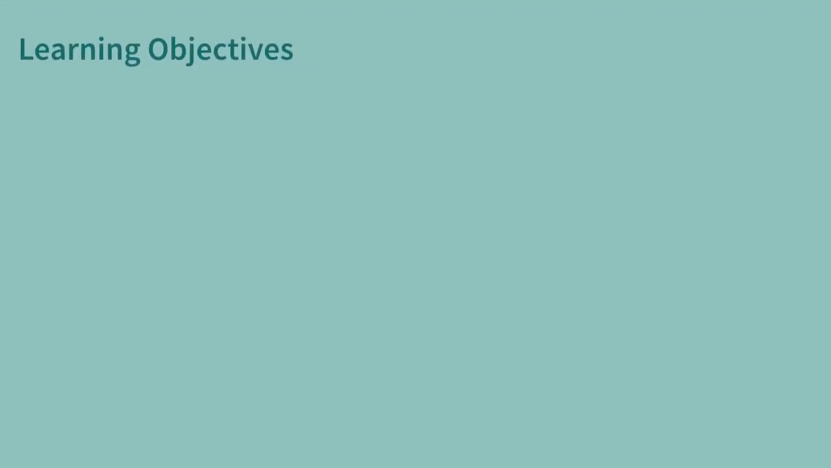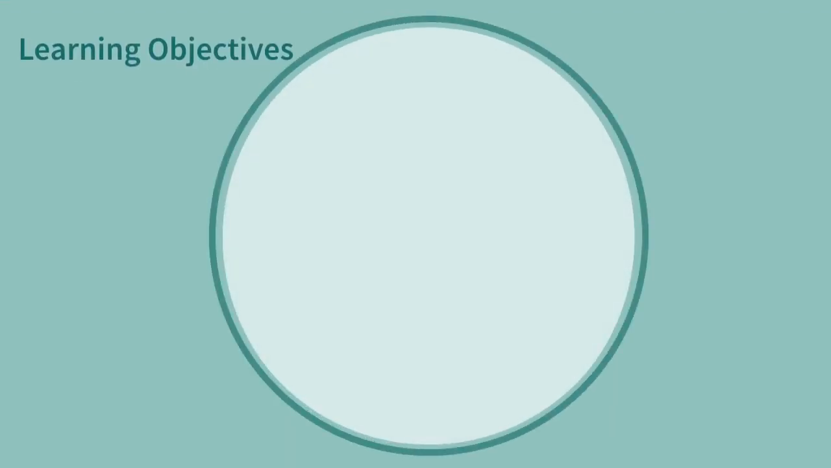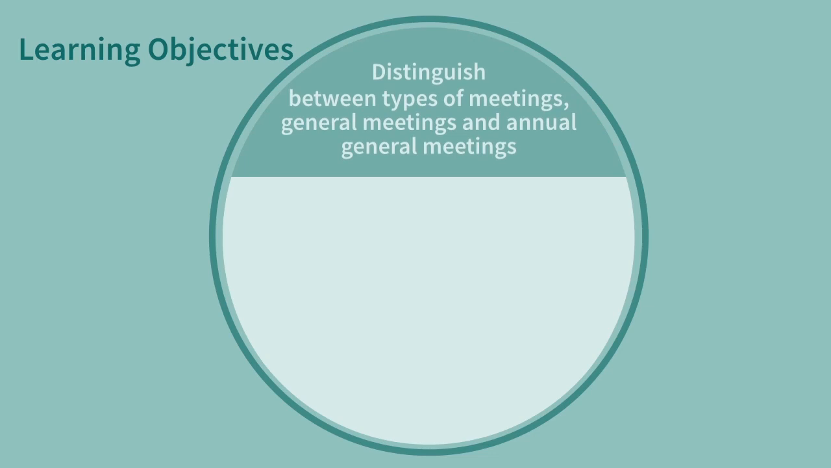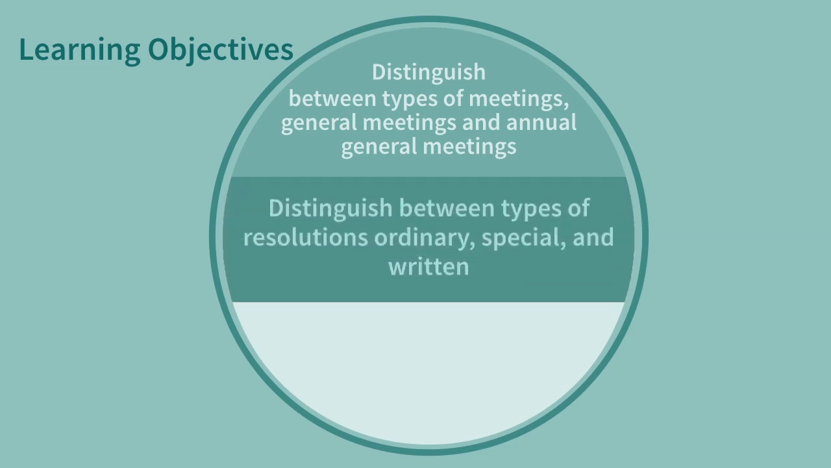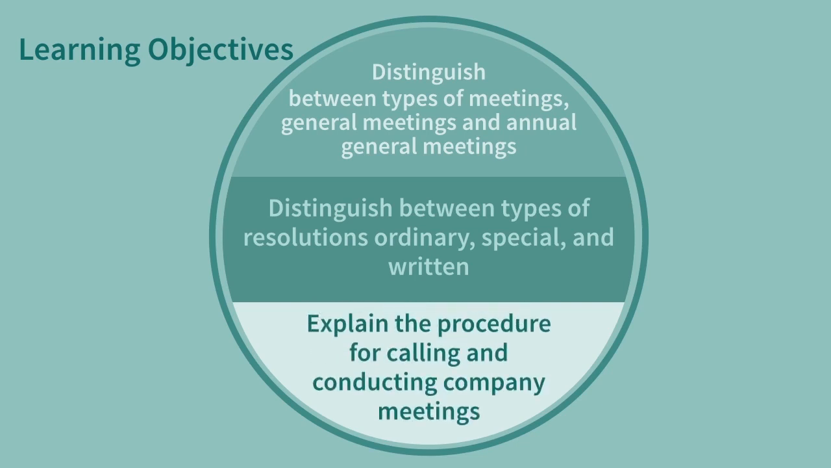At the conclusion of this lecture, you will be able to distinguish between types of meetings, general meetings and annual general meetings. You will be able to distinguish between types of resolutions: ordinary, special, and written. You will be able to understand the procedure for calling and conducting company meetings.